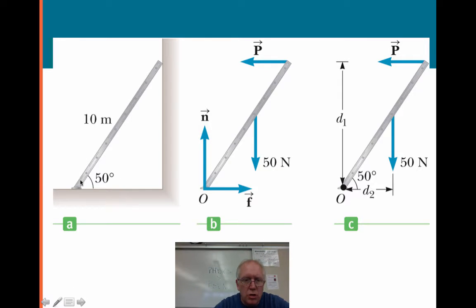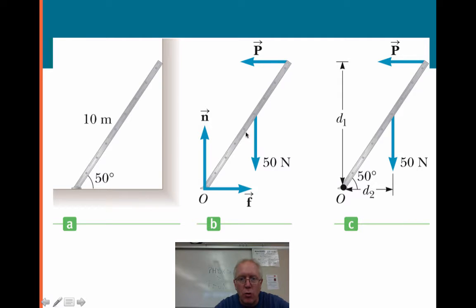Here is our picture of the ladder at its 50-degree angle, and what I've got going on here is the free body diagram. So there's the normal force pushing up. You can see that one. There's the force of friction that the ground is offering, pushing this way. Now here I'm putting the 50 newtons at the center of the ladder because it said it was a uniform ladder. So that means the center of mass is at the center of the ladder, and that's where we're going to put the weight of the ladder.